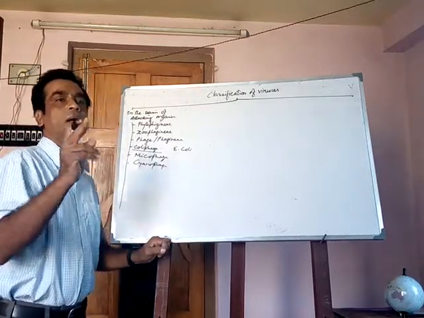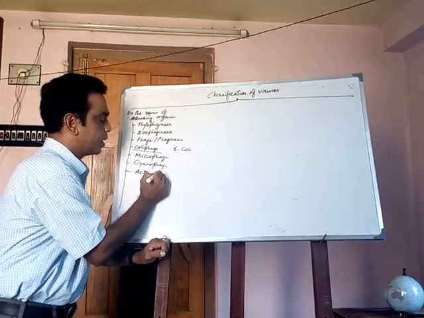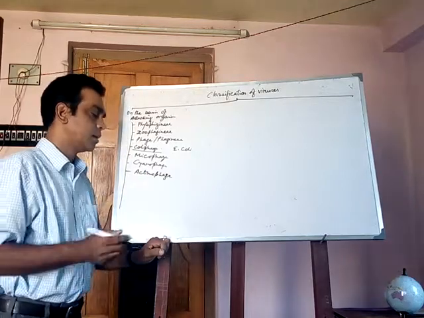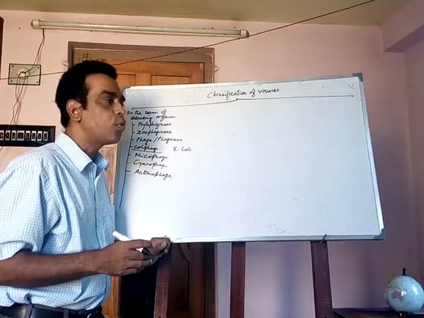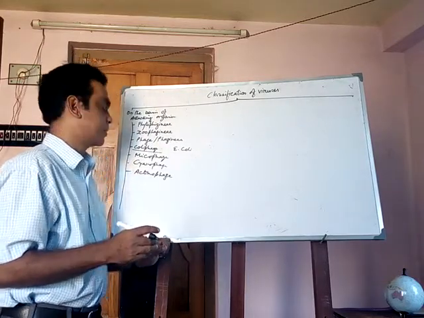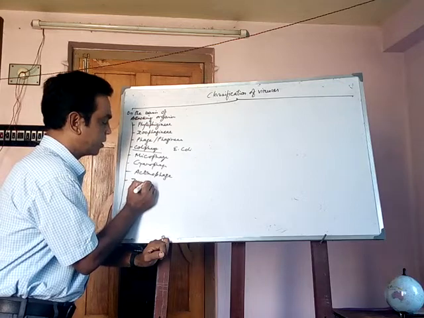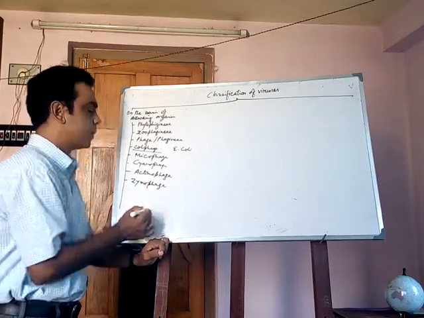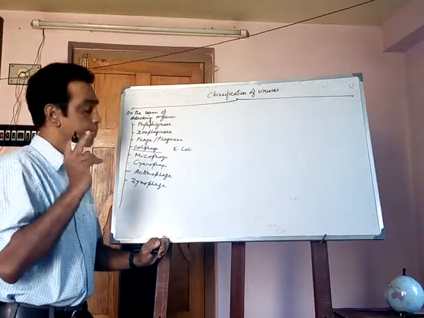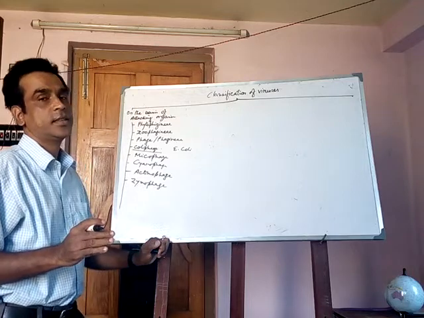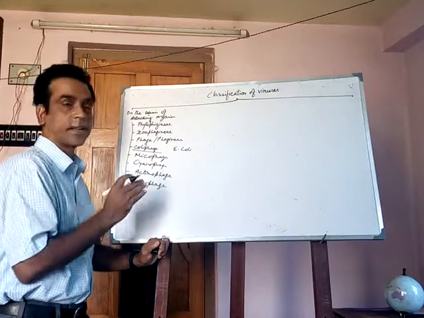Next, actinophage. The viruses that attack only the group of actinomycetes organisms. Next, zymophage. The viruses that attack only yeast, a specific type of fungal body by which the zymase enzyme is produced, are called zymophage viruses.